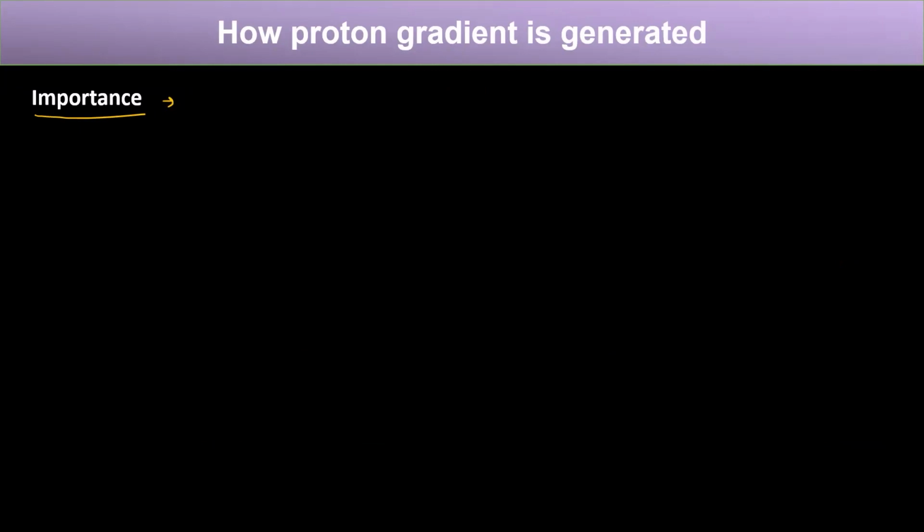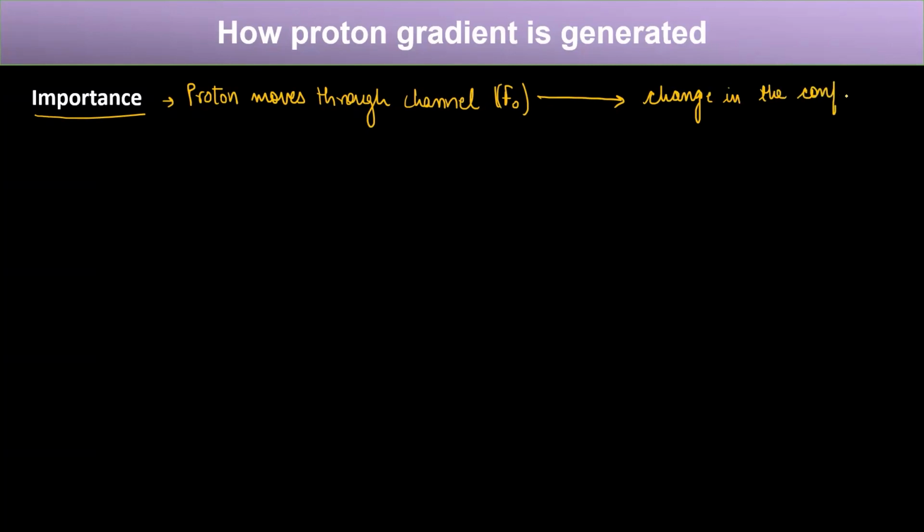So what happens due to the proton gradient? Once the proton gradient is generated, it leads to the movement of protons through the channel. What channel am I talking about? I'm talking about F0 here. Through the F0 channel, this movement leads to a change in the conformation of the F1 particle, which is your ATP synthase. And this, in turn, leads to the ATP synthesis.